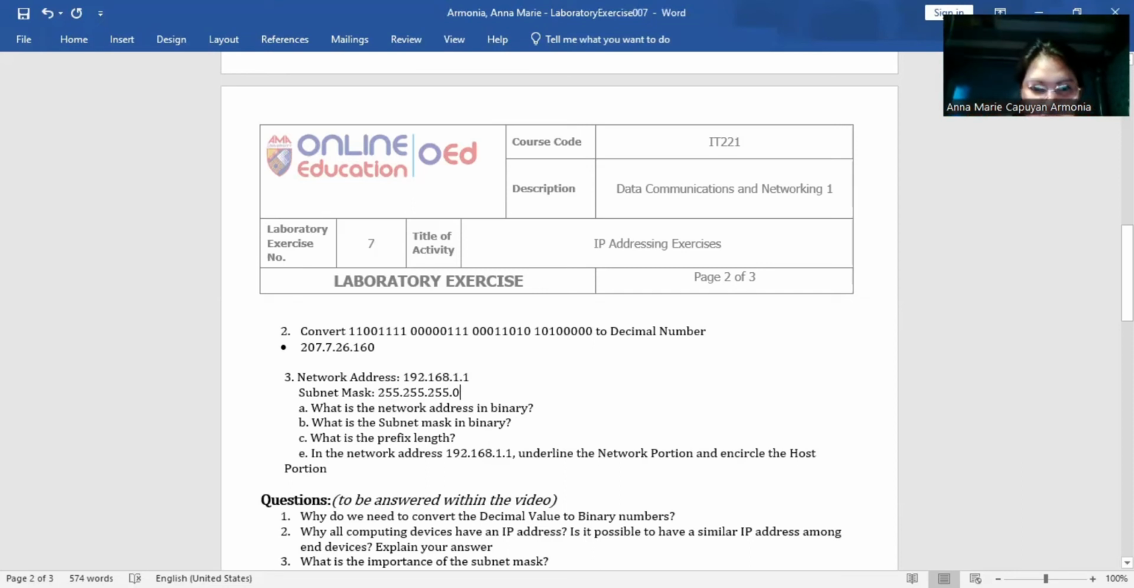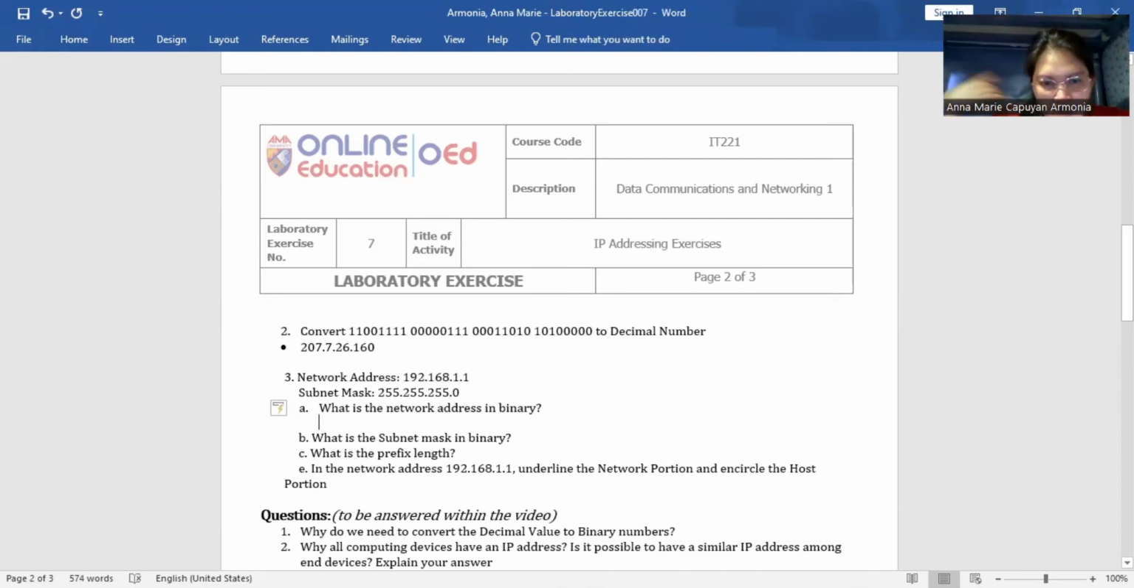Okay, let's proceed. Let's proceed now with problem 3, which is, okay, the network address was given, the subnet also, and so what is the network address in binary? I actually have calculated it, but you have to calculate it again. Again, you have to do the calculation.